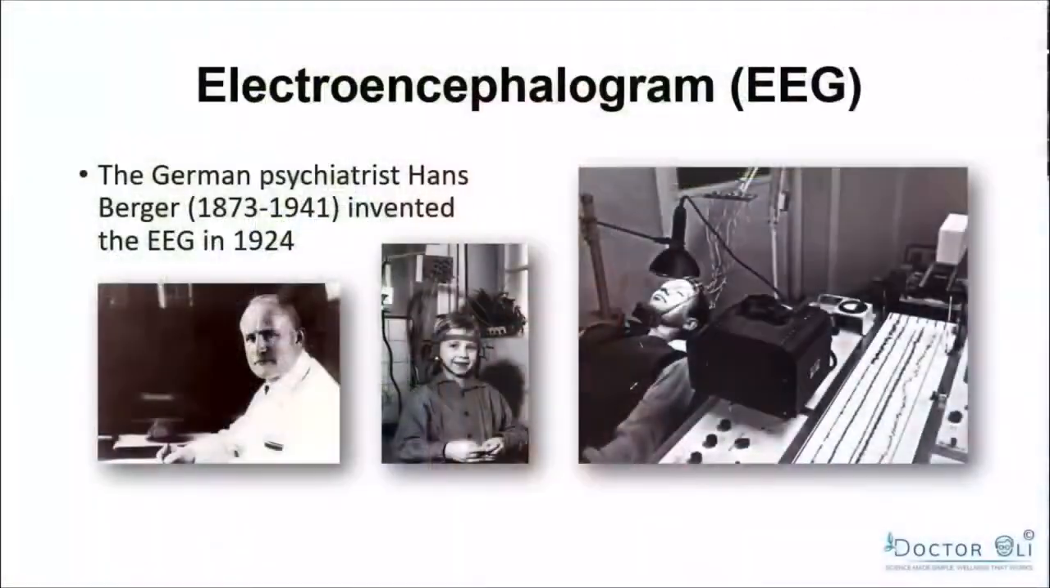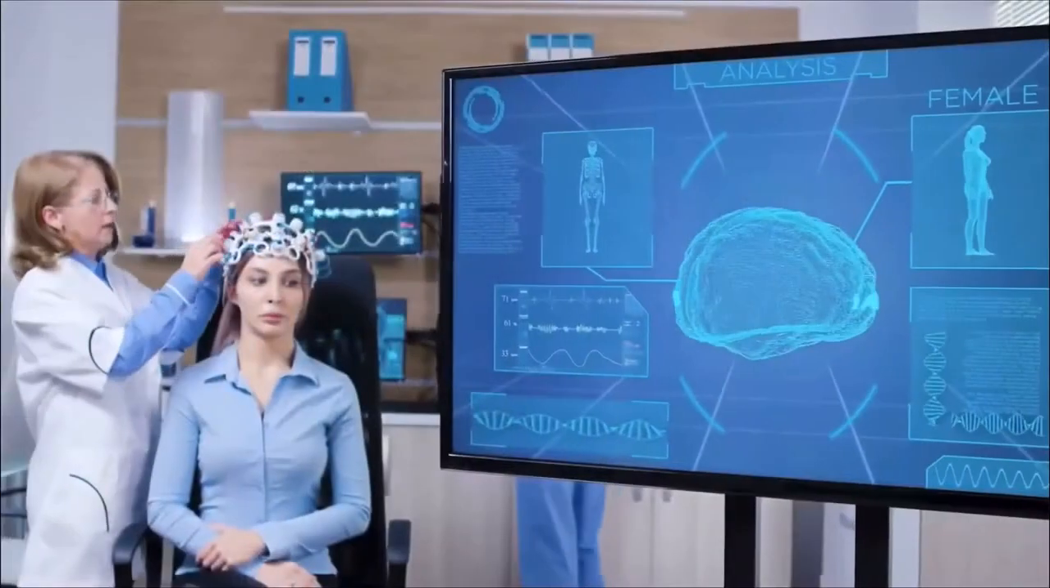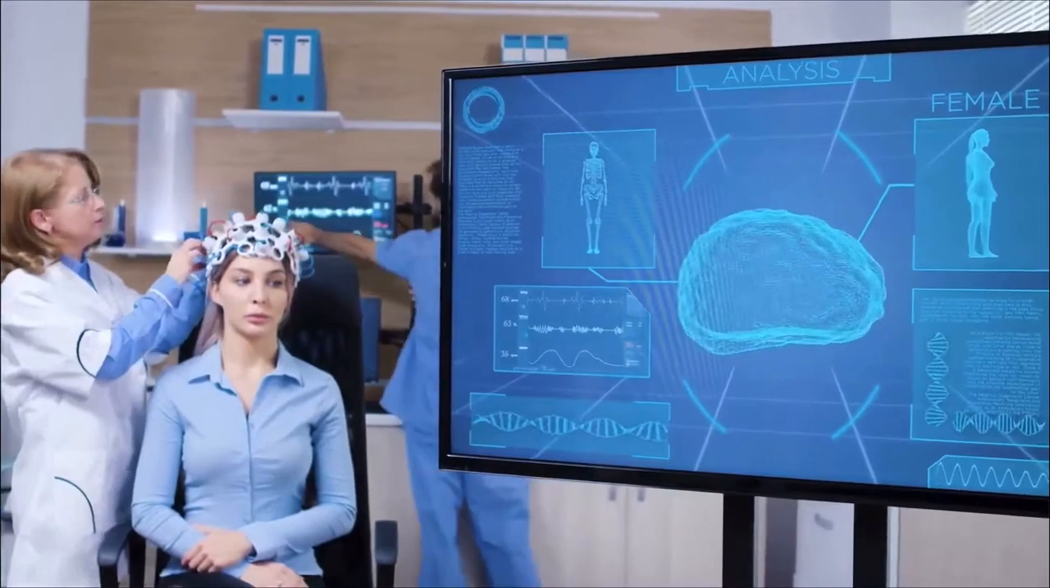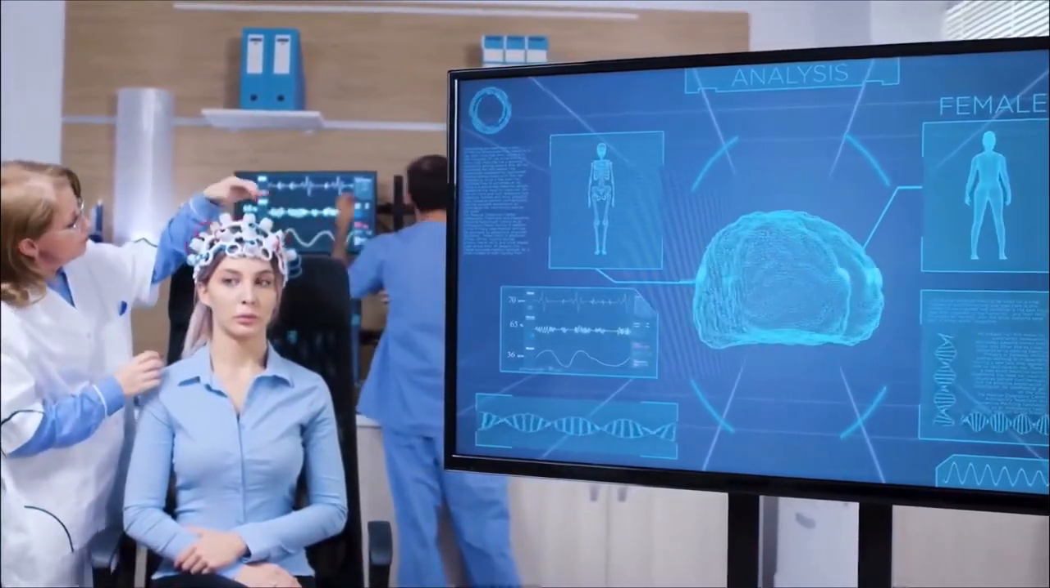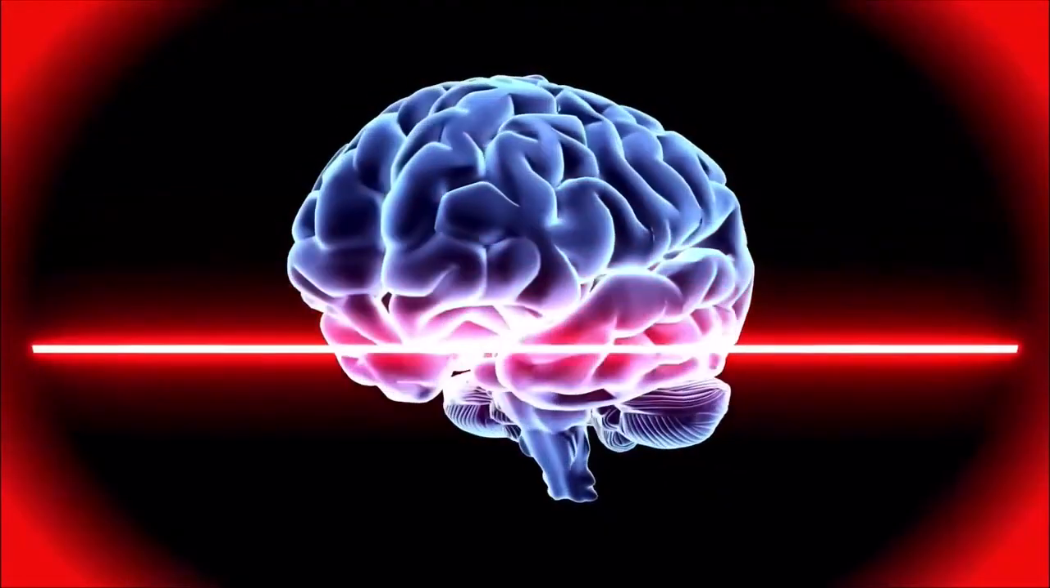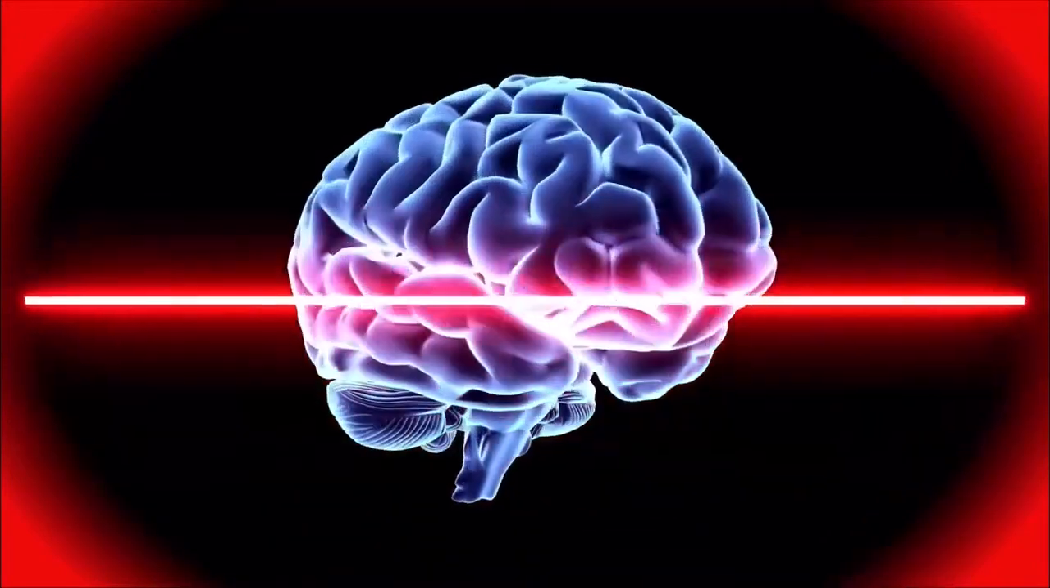And another physician in Germany, also about 100 years ago, found that there are in fact brainwaves that you can measure. And we call this an EEG, or electroencephalogram. And so this is being used today on a daily basis to figure out your brain waves, if you have seizures or things like that.